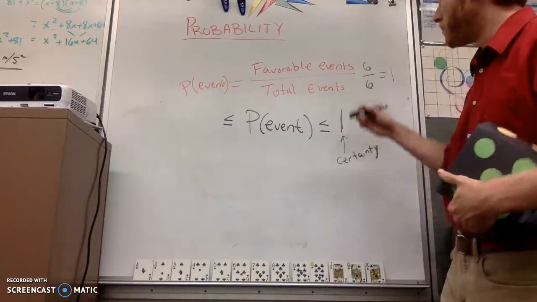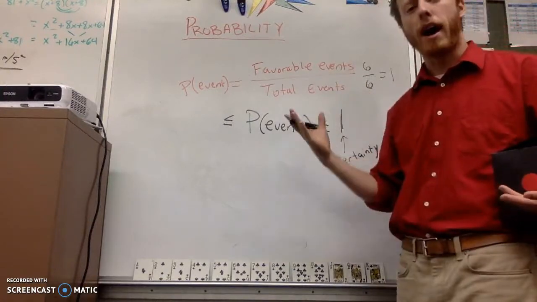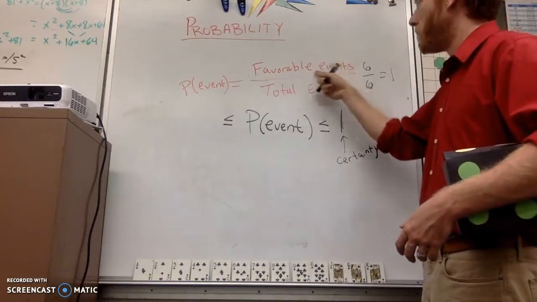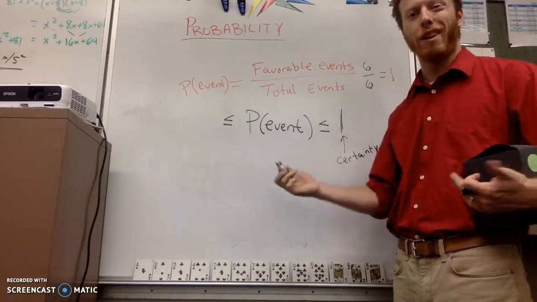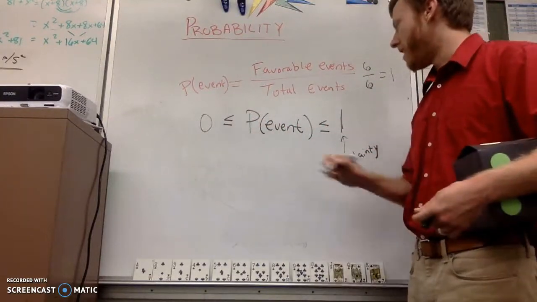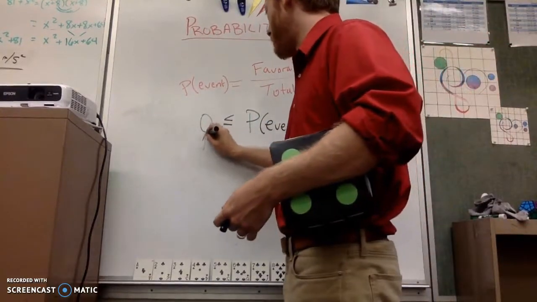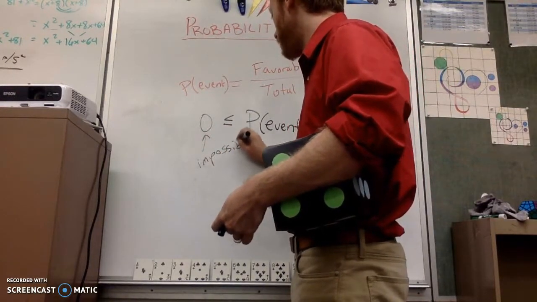Likewise, you can't have anything less than 0, right? You can't have a negative possibility here, okay? The worst case that could happen is that no matter how hard you try, you don't get any favorable events going your way, okay? So that is an impossible event.